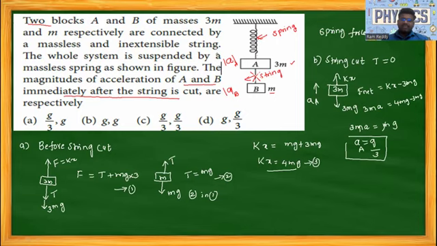And the second one, if you observe, B, when the string is cut, will come free falling. It is freely falling. If it is freely falling, acceleration is equal to acceleration due to gravity. a_B is equal to g. Then g by 3 comma g, that is our answer.